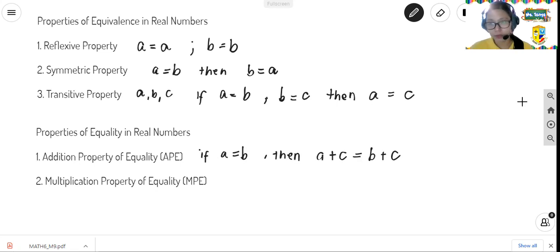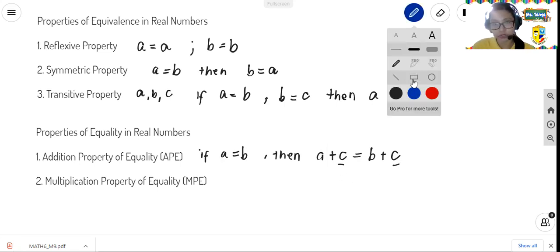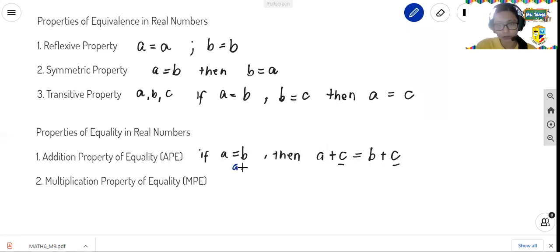So again, if A and B are real numbers and they are equal to each other, so A is equal to B, then if I add another real number C to both sides of the equation, the answer will still be the same or they will still be equivalent. Let's try to illustrate it. So for example, A is equal to 1 and B is equal to 1. Okay. So if I add, let's say C is equal to 2.